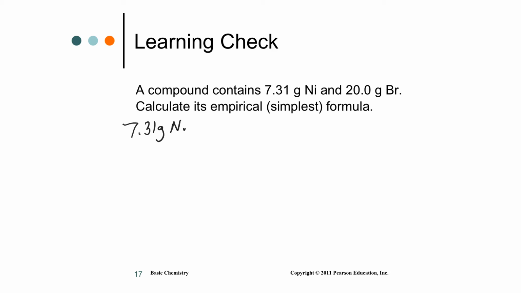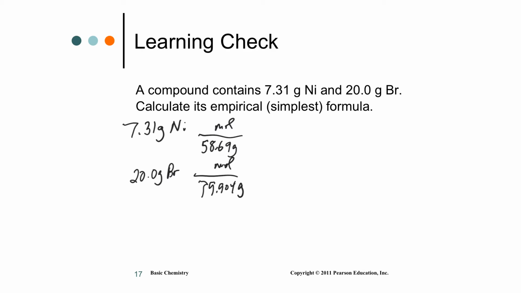7.31 grams of nickel. I'm going to get my periodic table out, and nickel is 58.69. There's 58.69 grams in a mole. I do the same thing with bromine. 20 grams of bromine. I look at bromine, it's 79.904. Now I can take grams and divide by grams and end up with moles. I've converted grams into moles.